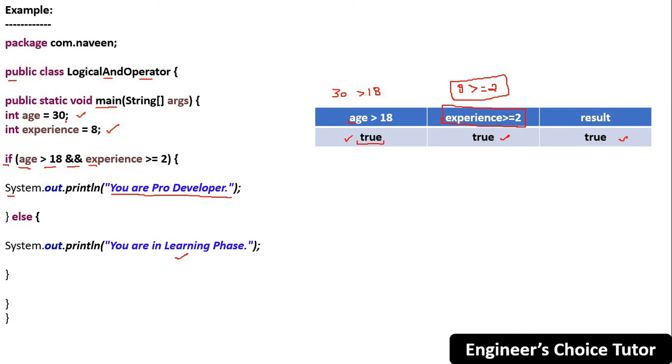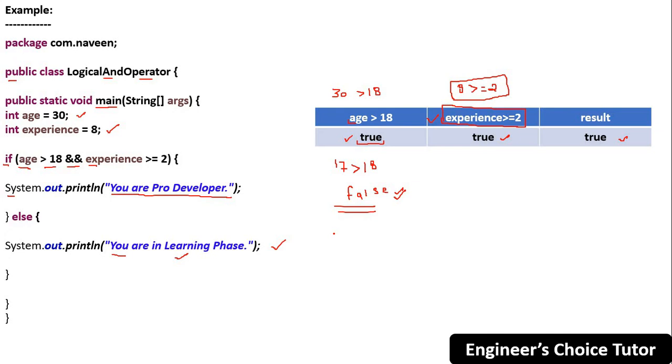So it will print "You are a pro developer". Suppose int age is equal to 30 is there, and suppose I have given 17 for the age. Is 17 greater than 18? No, false. So if condition 1 itself is false, then condition 2 evaluation is not required. That is, experience greater than or equal to 2 is not required. It will directly take a decision based on this false, and you will get "You are in learning phase". This is what actually happens in the case of the logical AND operator.